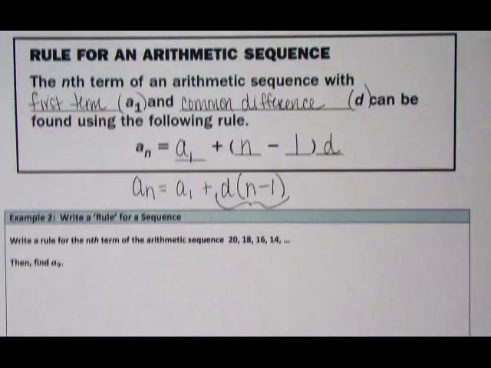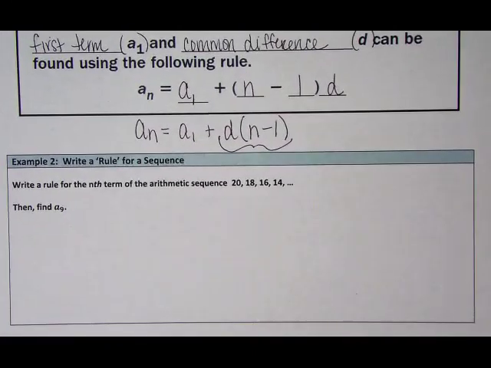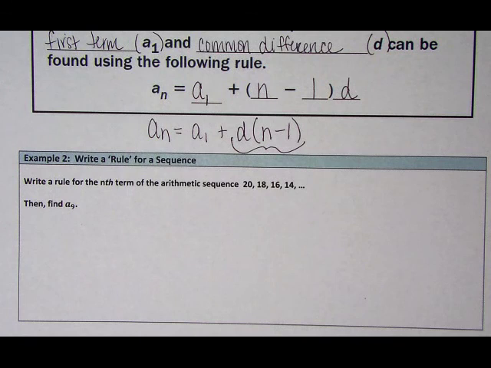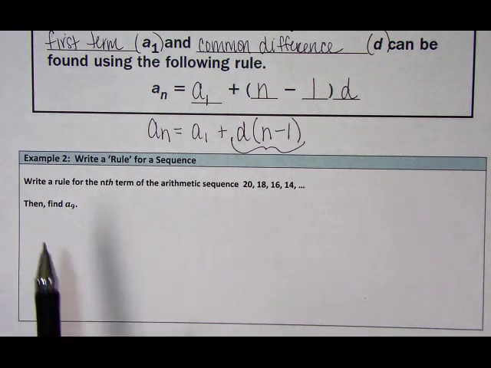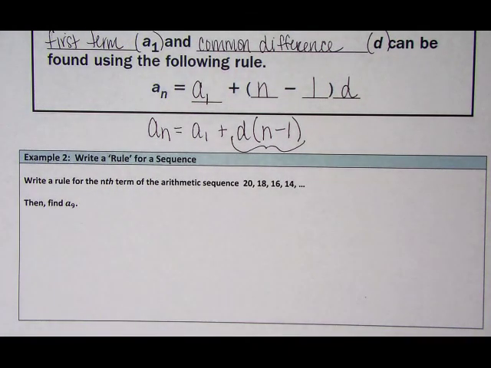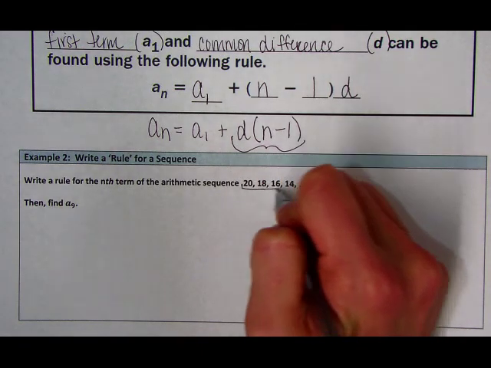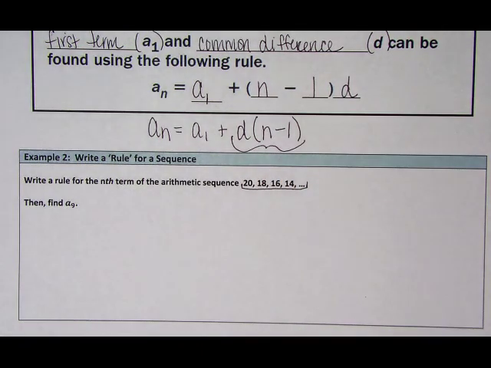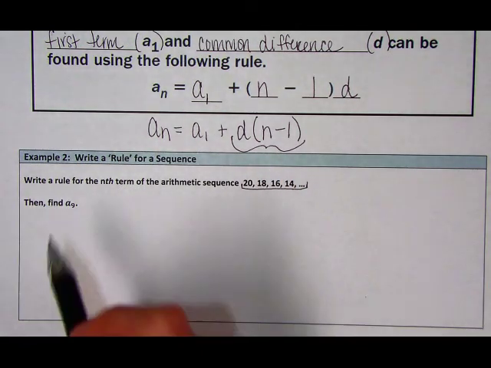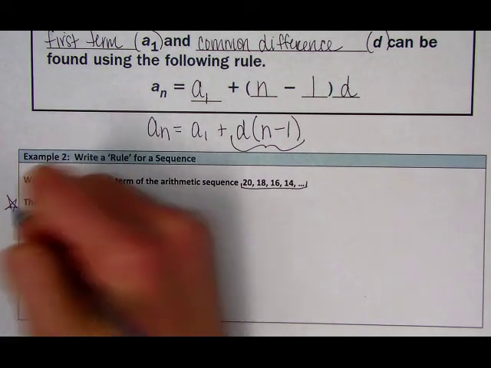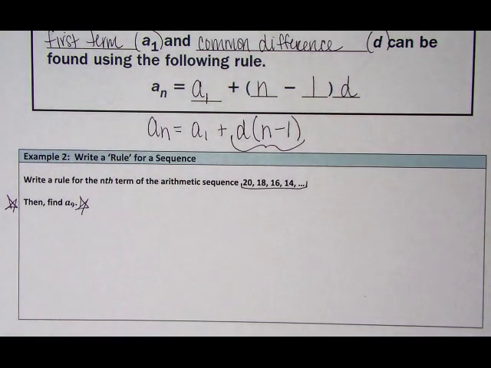So let's look at example 2 together. In example 2, we want to write a rule for the nth term of the arithmetic sequence 20, 18, 16, and 14. Once we find the rule, we then want to find a sub 9. Okay, so let's break this down. What are they asking us? The first thing is they want us to come up with the rule for our arithmetic sequence. Then we want to find the 9th term once we have that formula.